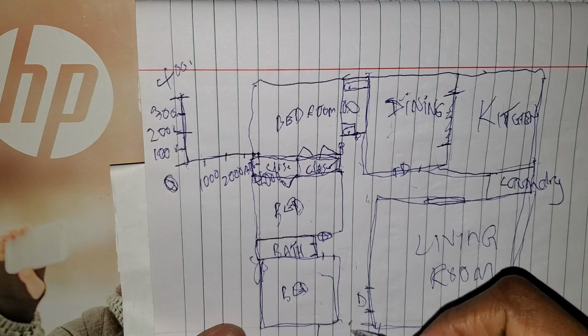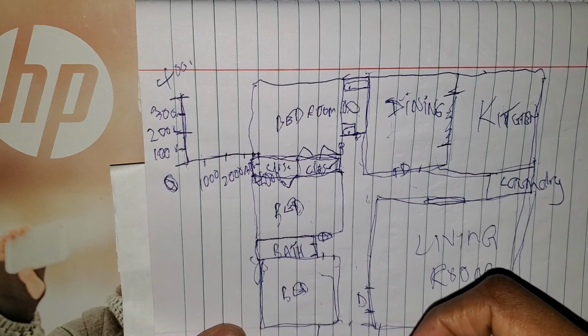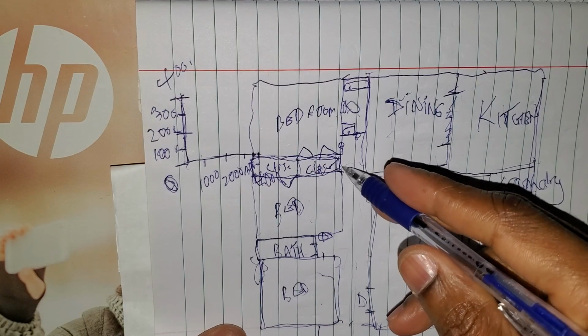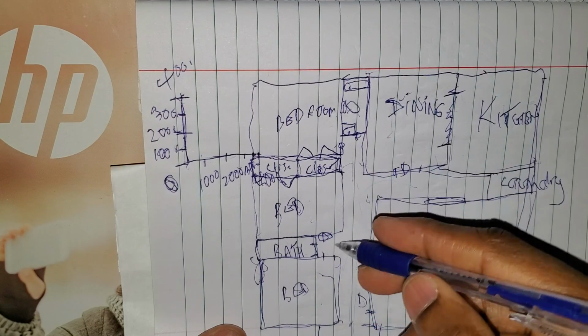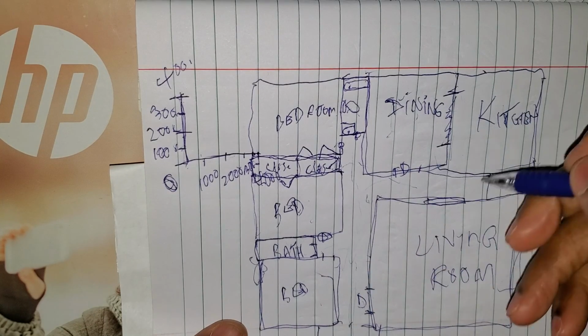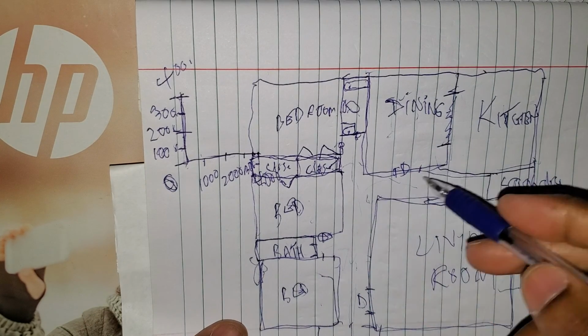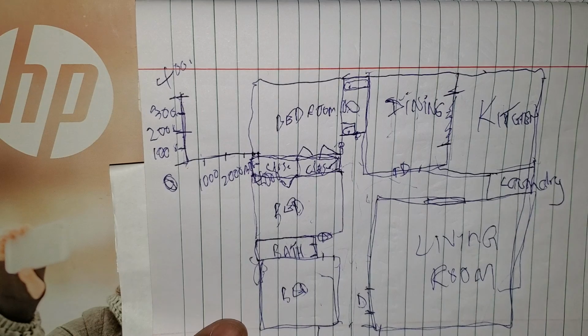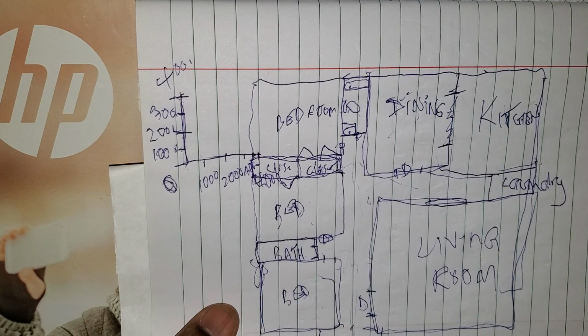So the passage here would be the passage from here, veranda, all the way down into this bedroom, into that. From here into the kitchen, into the dining, come around here into the laundry. So that could basically be one sketch for your SBA.